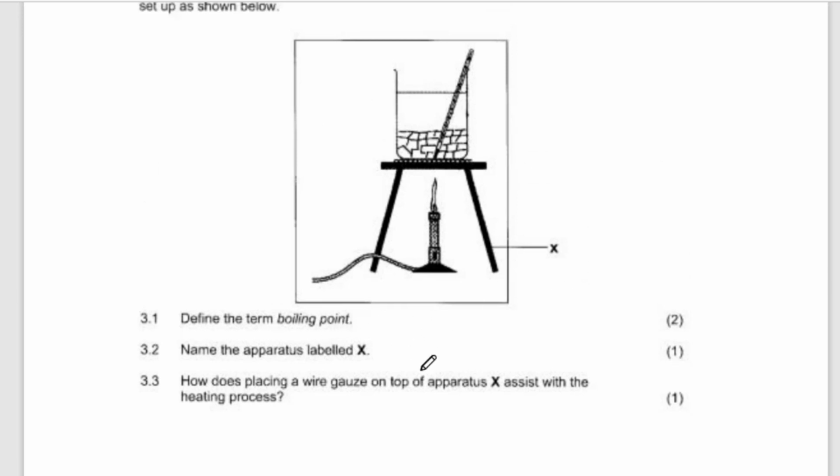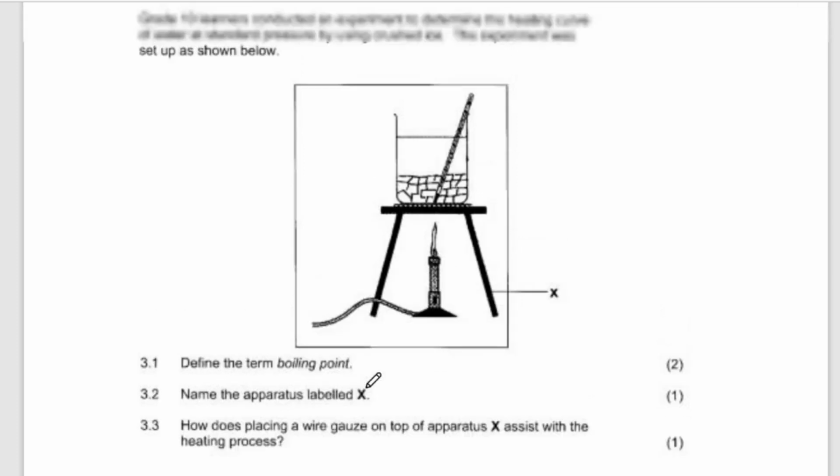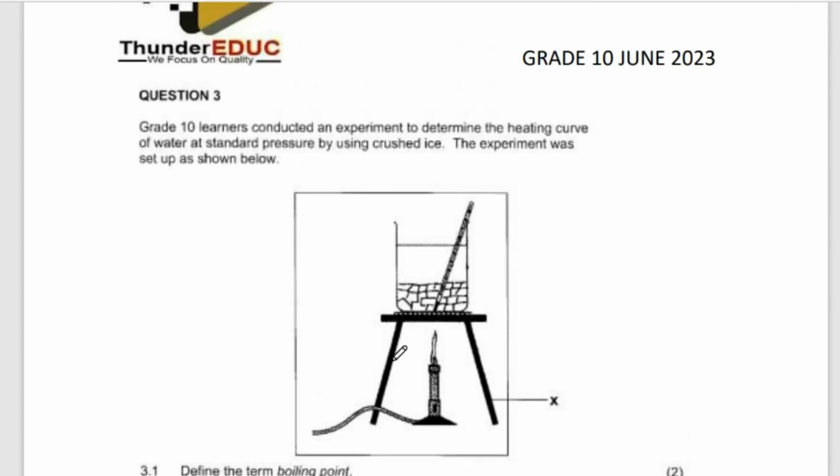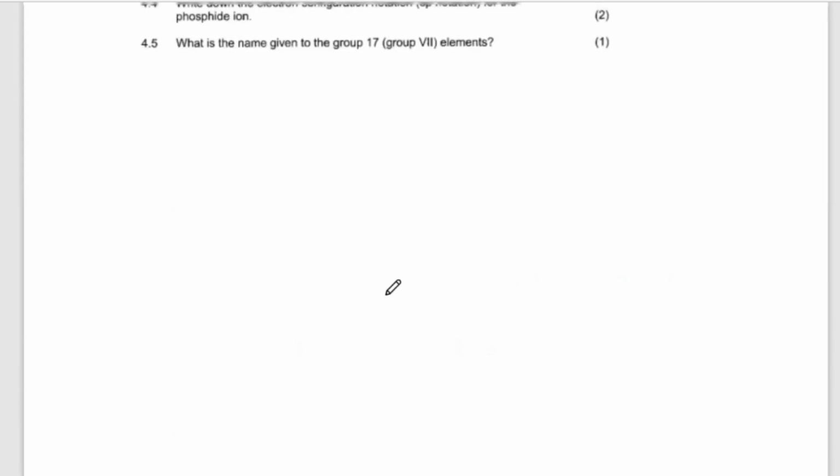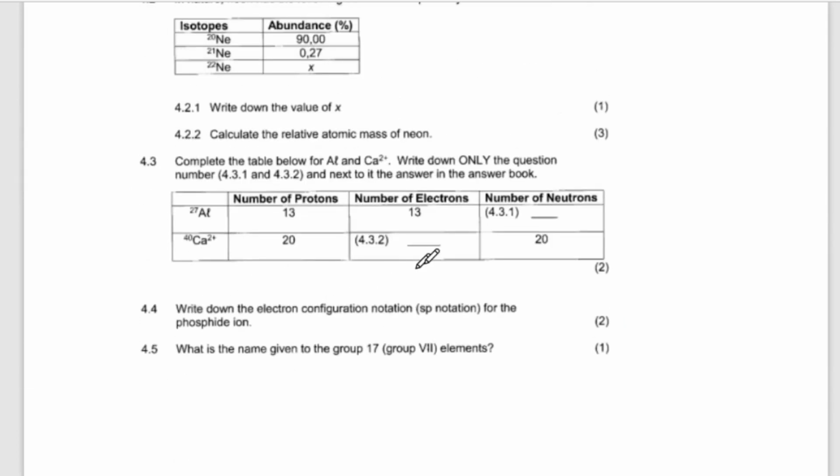What is boiling point? We have been talking about it. Which apparatus? How does the wire gauze on top of the apparatus assist in the heating process? Don't forget that the wire gauze tries to spread the heat equally. Then they are saying, you see, number of protons, number of neutrons.